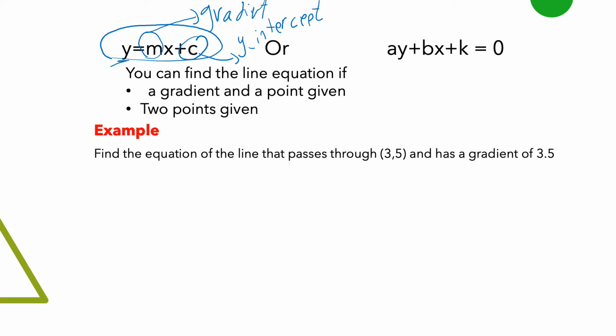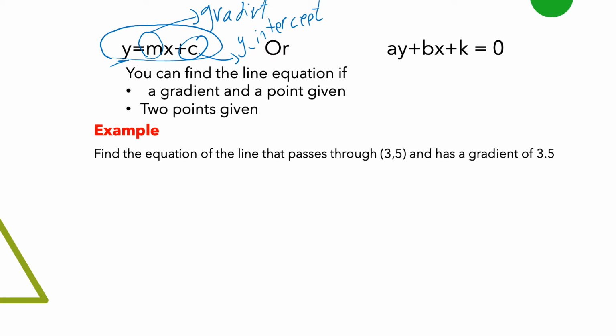You can find the line equation in two different ways. You can be given a gradient and a point, or you can be given 2 points, or you can also find the line equation if you can find the gradient in other ways, like they give you the parallel line or the perpendicular line of that. We'll do some examples.